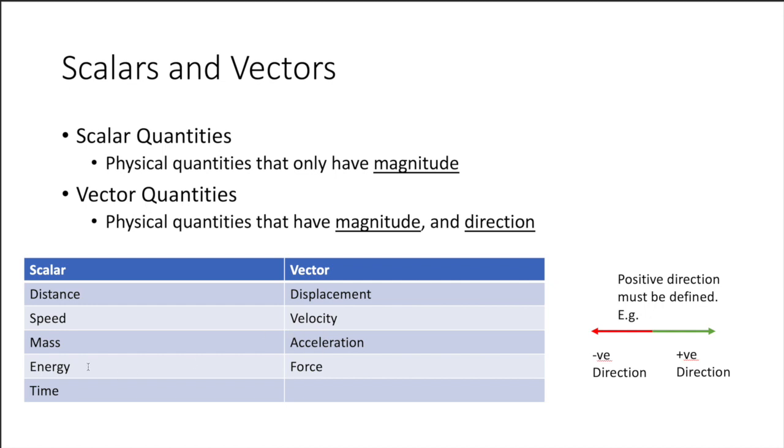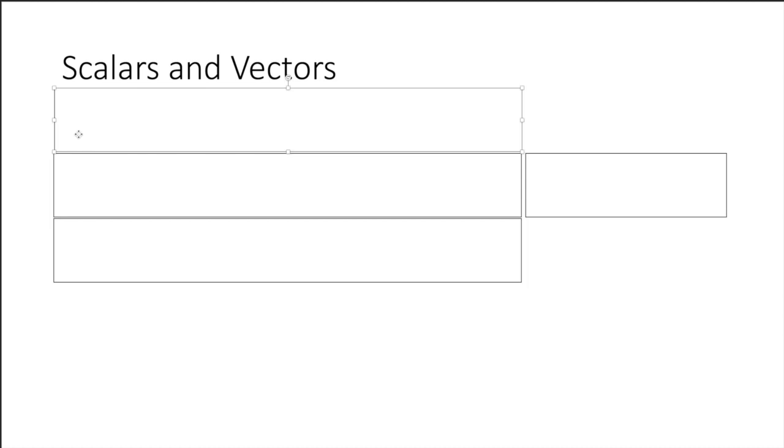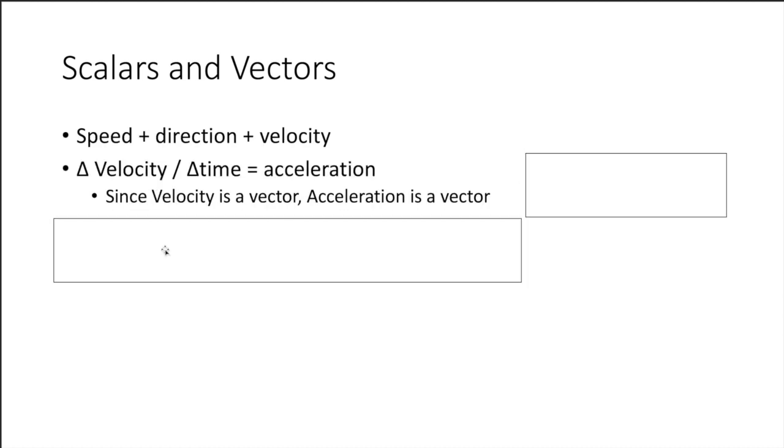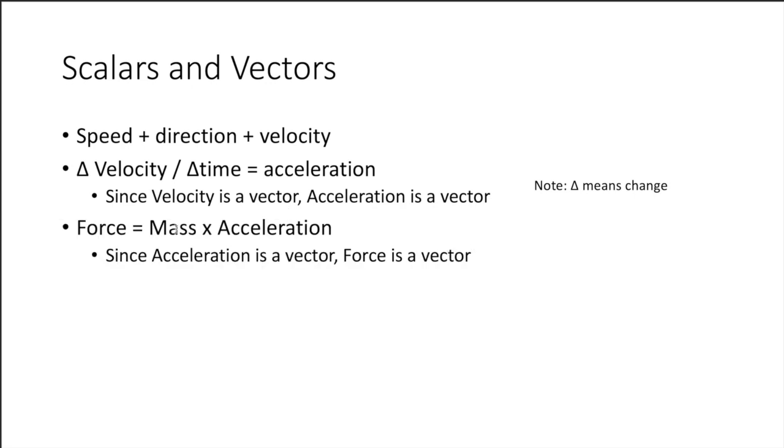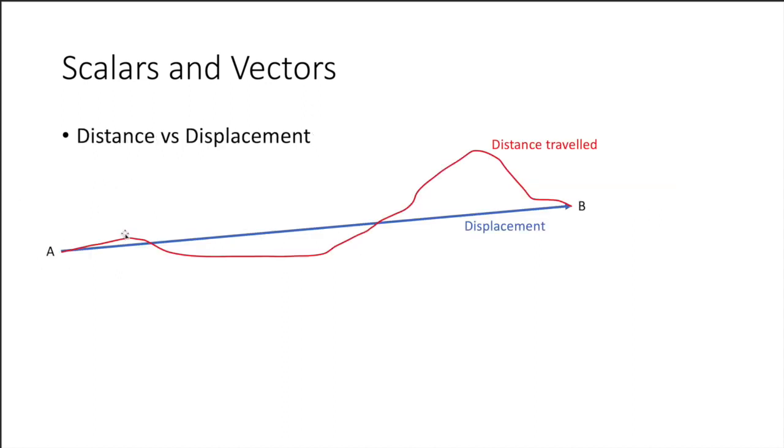The vector version of speed is velocity. Changes in velocity over time will be acceleration. Moving energy through a certain distance will be called force. Talking about the first two quantities, distance and displacement, what's the difference? Distance traveled can be a curved path, but vector displacement is always measured in a straight line. It's just the origin to the destination.